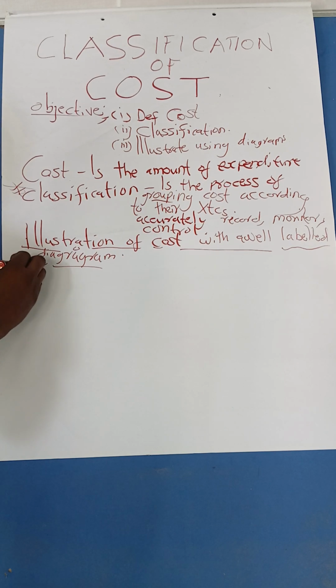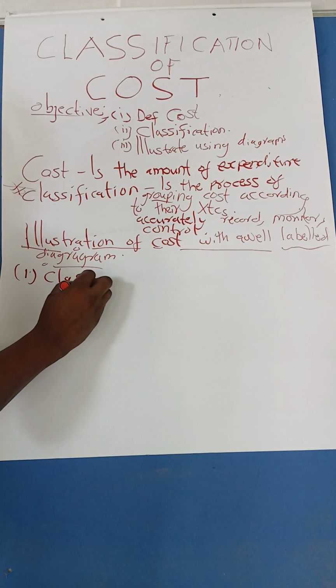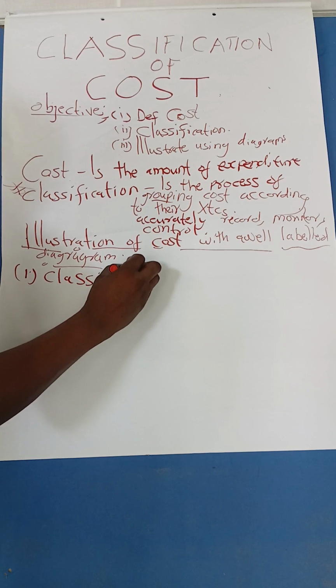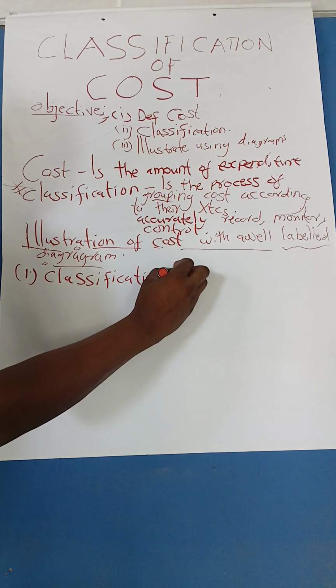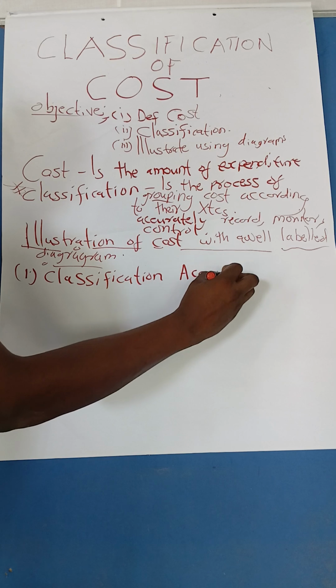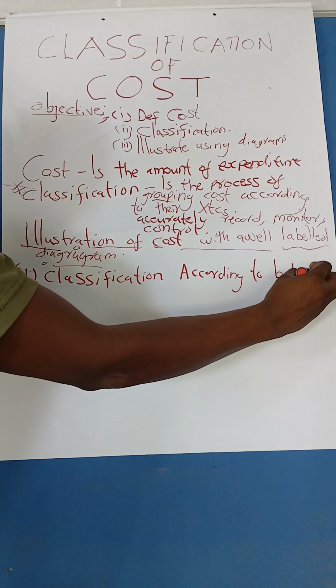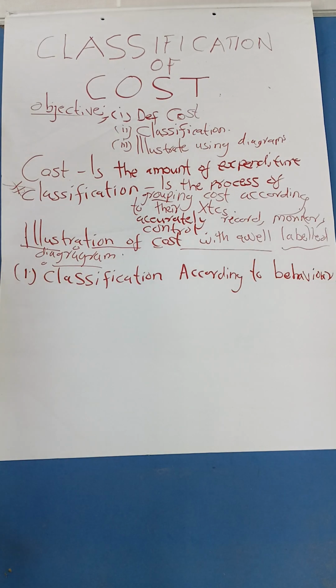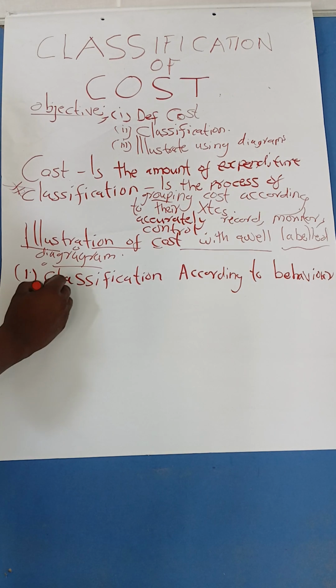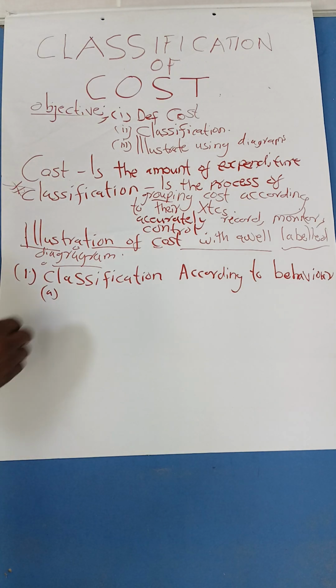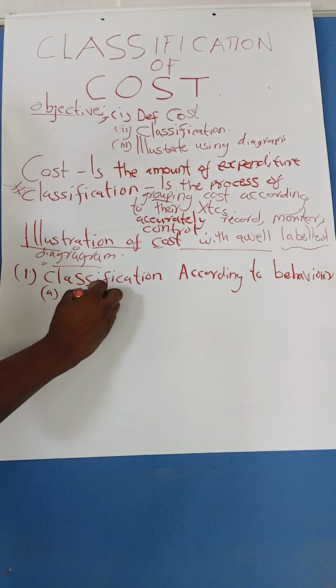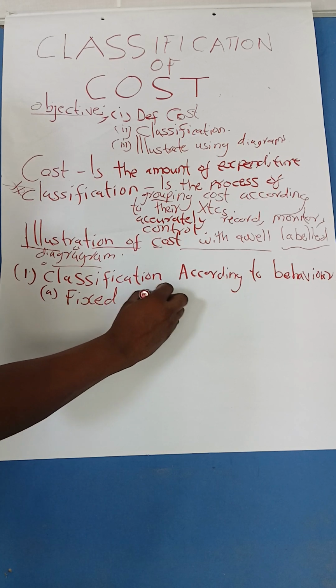Classification 1, according to behavior. We want to classify these costs according to behavior, how they behave in the business. Under that classification according to behavior, 1A, we have what we call fixed cost. Wonderful. Fixed cost.